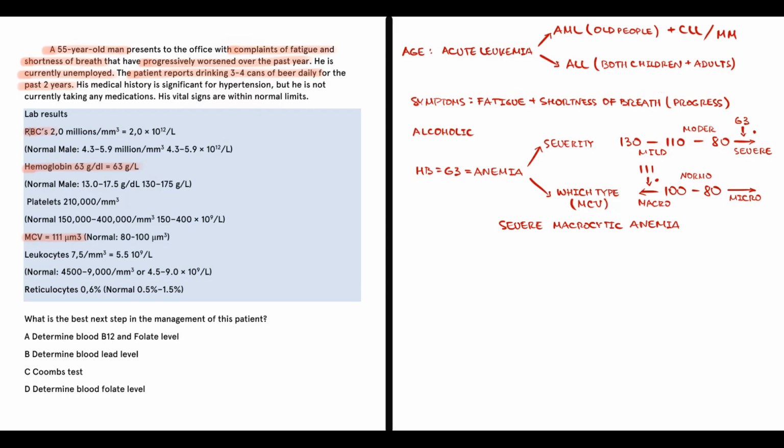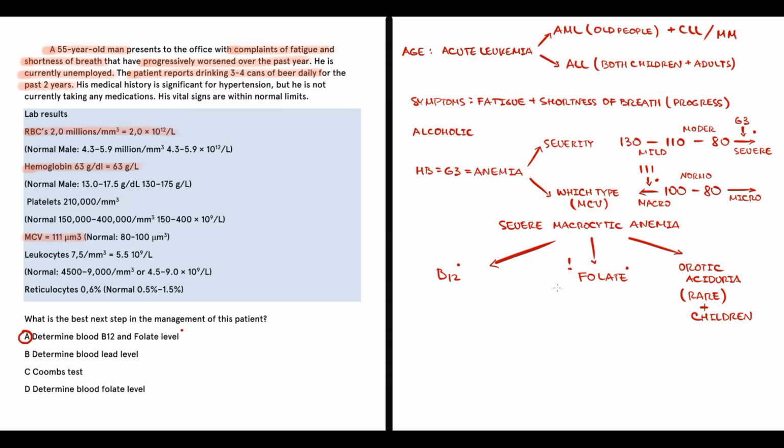Once we see macrocytic anemia, we immediately think about two options. It's B12 deficiency and folate deficiency. Also, for examination purposes, we have to know that orotic aciduria can also cause macrocytic anemia. But it's an extremely rare disorder, which typically manifests in childhood. Knowing the potential causes of macrocytic anemia, we can say that the correct answer is to determine blood B12 and folate level.